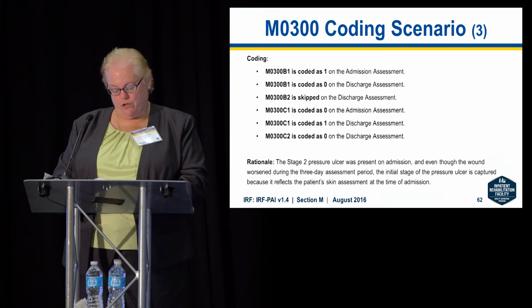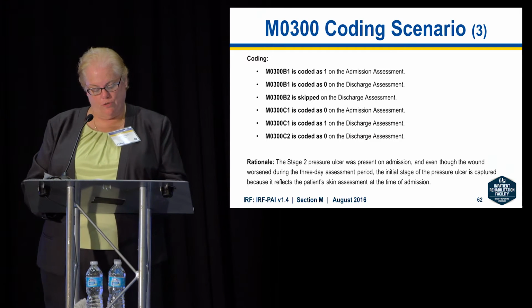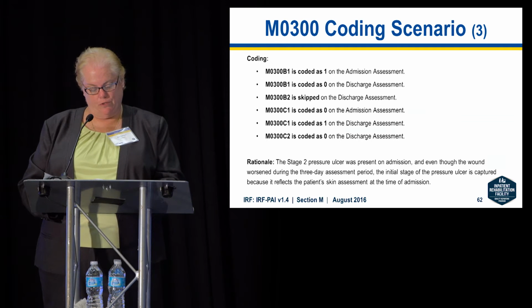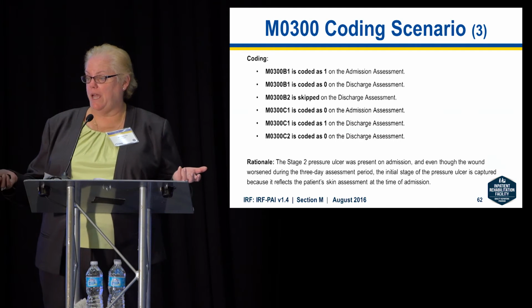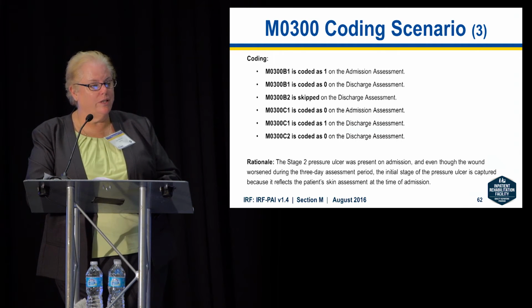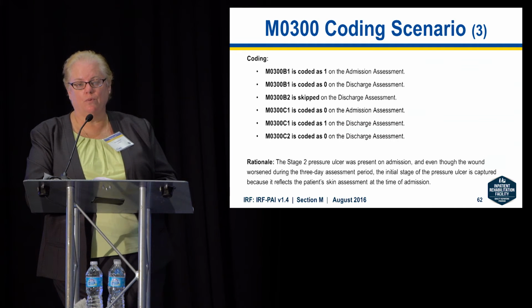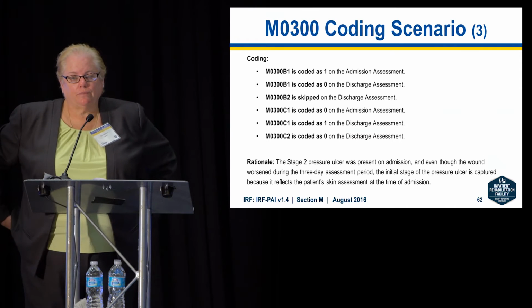The stage 2 pressure ulcer was present upon admission. I think we agreed on that. Even though the wound worsened during the 3-day assessment period, the initial stage of the pressure ulcer is captured because it reflects the patient's skin assessment at the time of admission. We alluded to that in the beginning, because a lot can happen in a 3-day stay. This is the reason it's really important that whoever's assessing the wound understands how to stage. They need to understand what they're looking at and what it is. I think I gave an example the last time I did training.